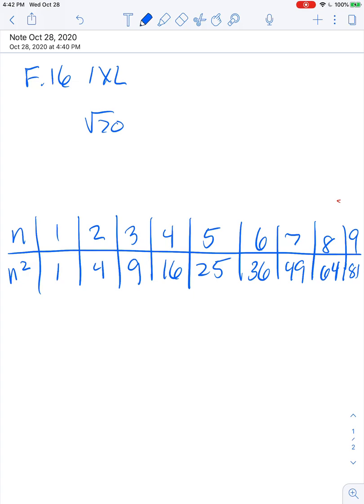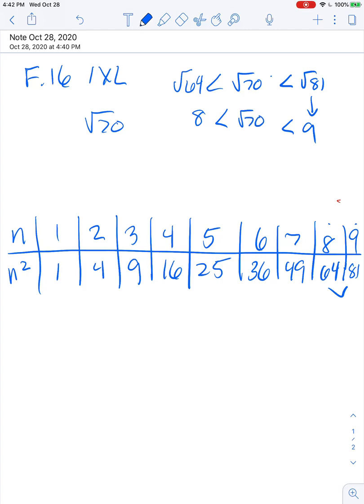Looking at my squares, 70 would fall in between these two. So I'm thinking the square root of 70, which is what I'm looking for, is between the square root of 64 and the square root of 81. When I square root all of those, this would be a 9, so I'm looking at the top of my chart. The square root of 64 is an 8. And so root 70 has to be somewhere in between there.